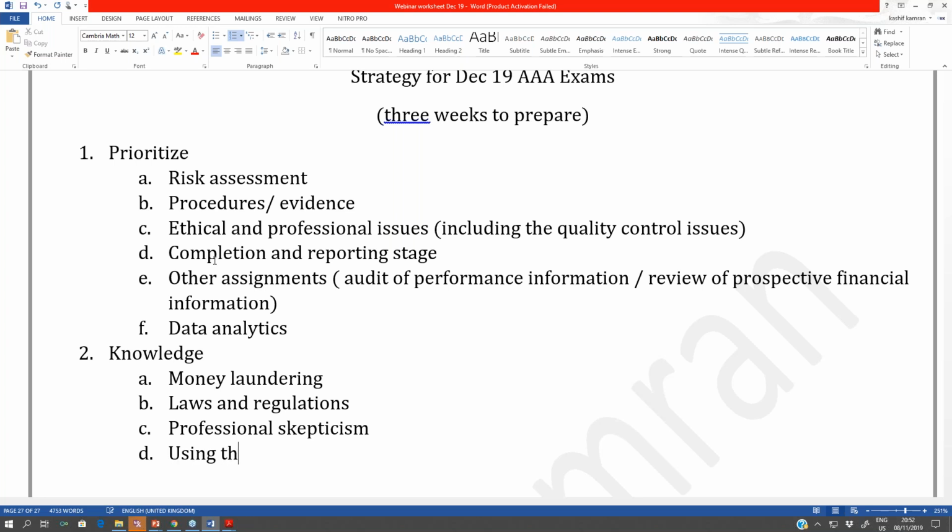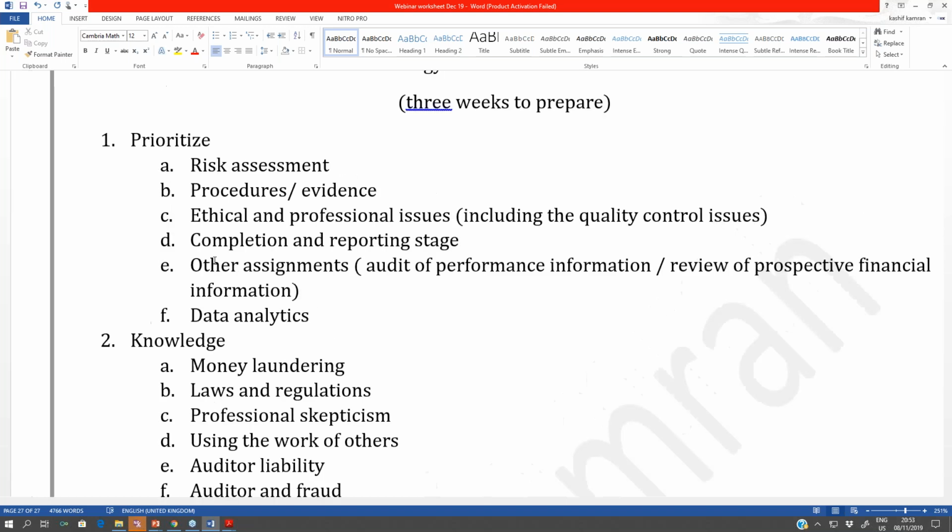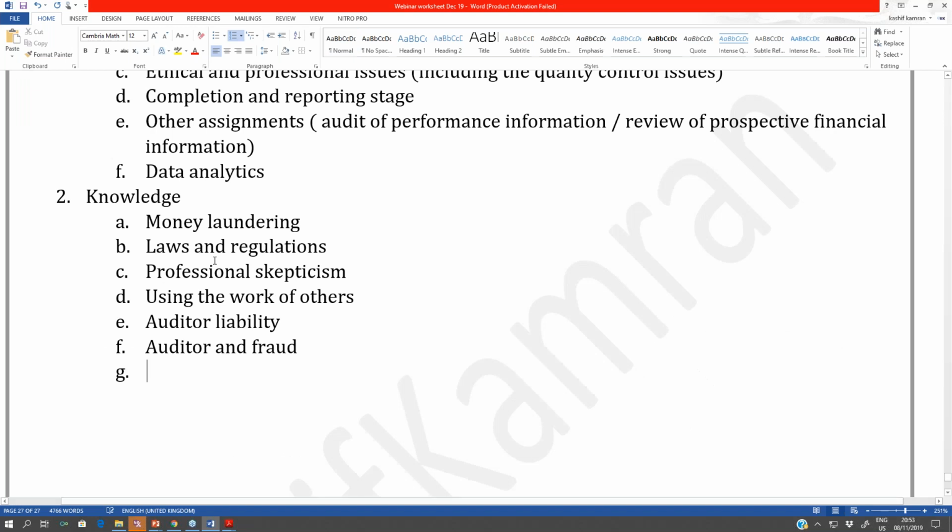You go with using the work of others, auditor liability, auditor and fraud. So you try to brush over the knowledge areas: money laundering, laws and regulations, professional skepticism, using the work of others, auditor liability, auditor and fraud, opening balances, corporate governance, audit committee, and corporate governance.